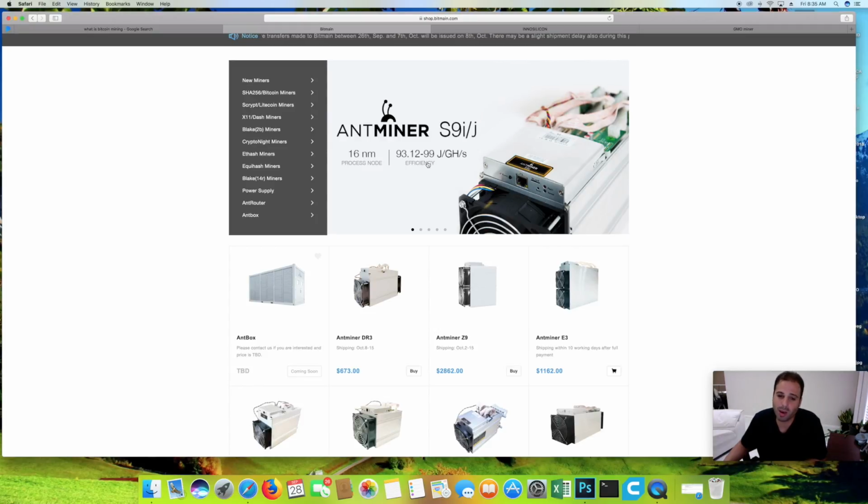So you're getting about 1 joule per gigahash in efficiency. This is where everything comes into play, because your electricity cost means a lot. I'm going to say that again: your electricity cost means a lot. That's a huge factor. So what we're looking to do is get about half a joule per gigahash, right?